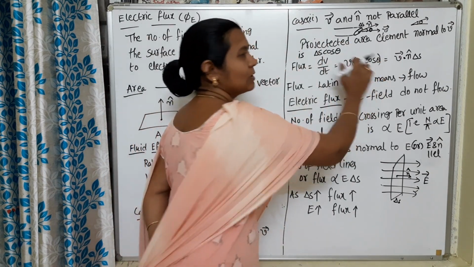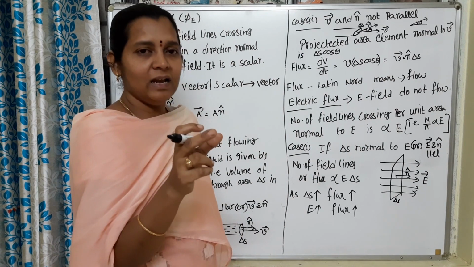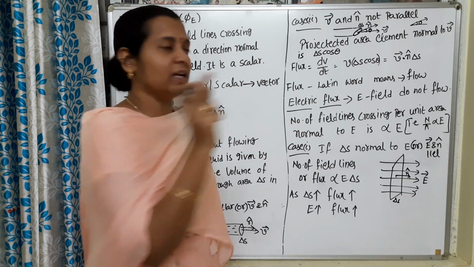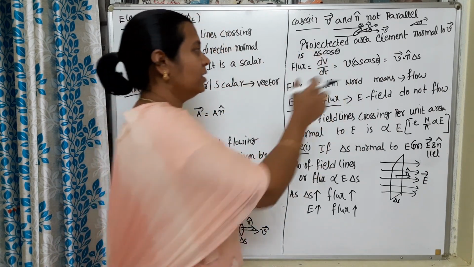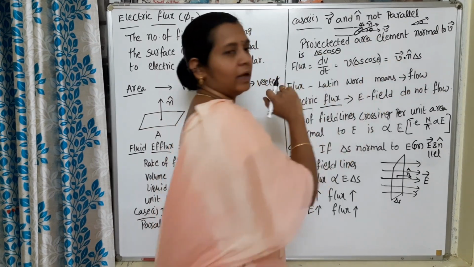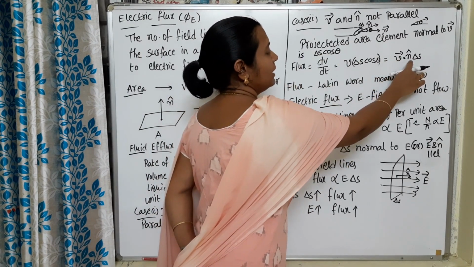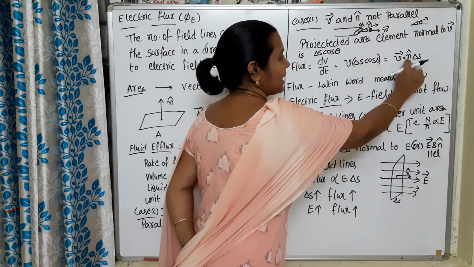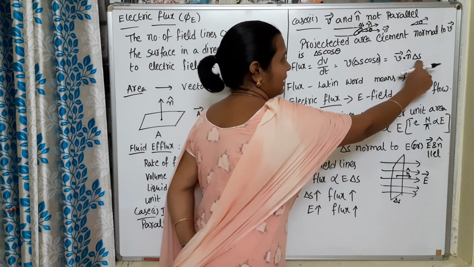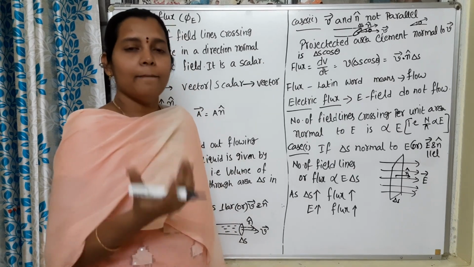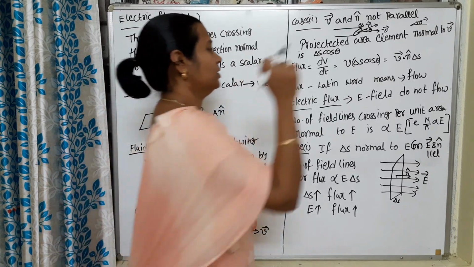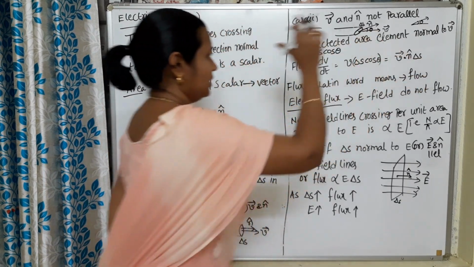What is this delta S cos theta? It is the area element which is perpendicular to V. Right. So by using the dot product, we can write this as V bar dot n cap into delta S. So n cap indicates the direction of the area element and delta S indicates the magnitude of the area element. So this is the general expression.